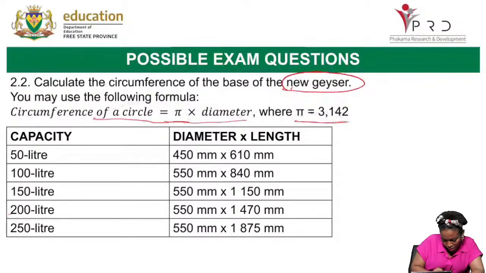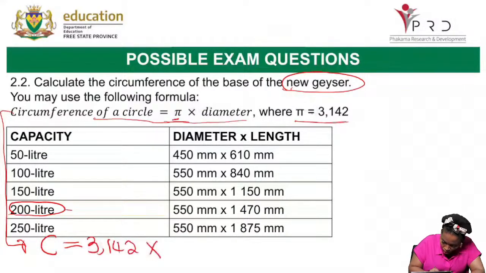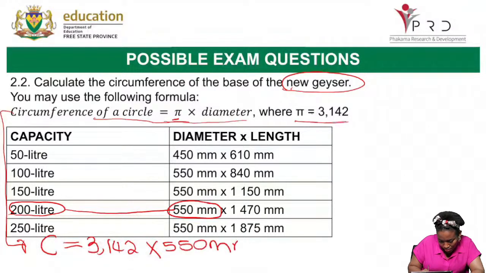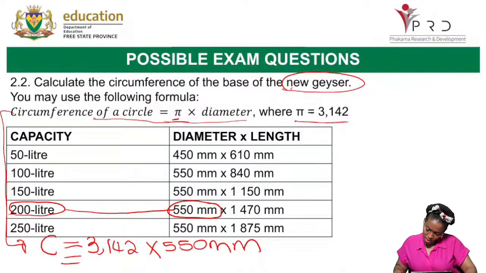What is the capacity of the new geyser? It is 200 liters. So let us perform our calculations. We'll say circumference equals, what is the value of pi? It is 3.142 multiplied by, what is the diameter of the 200? It is 550. So we'll say 550 millimeters. I need all of us to do this one on our calculators.